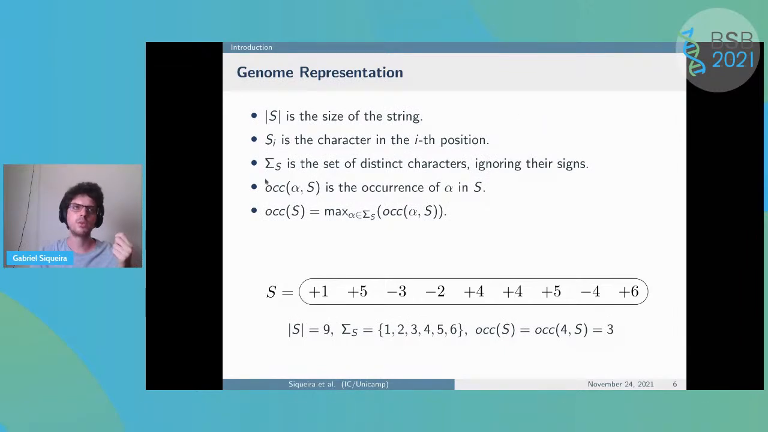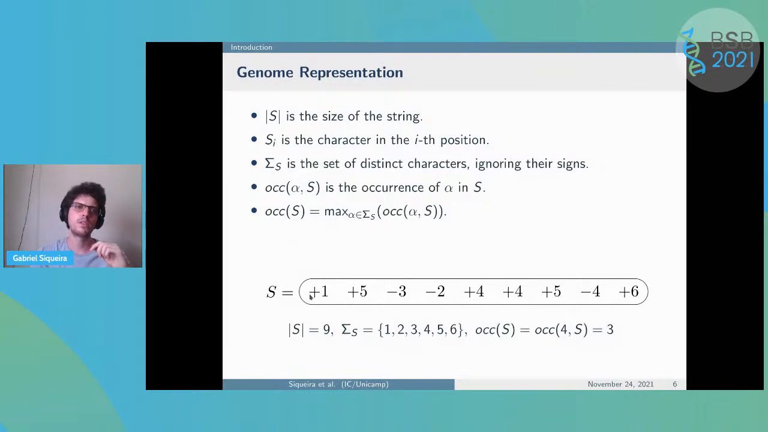Using this representation, we have some notations to talk about it. We call the size of the string the number of elements in the string. Si is going to be the character in the i-th position of the string. Sigma of S is the set of distinct characters. This is the alphabet of the string. When we define the alphabet, we ignore the signs of the characters. OCC of alpha in S is the occurrence of a given symbol in S, so the number of characters in S with the symbol alpha. OCC of S is the maximum occurrence of any symbol in S, so the number of occurrences of the symbol that appears most times in S.